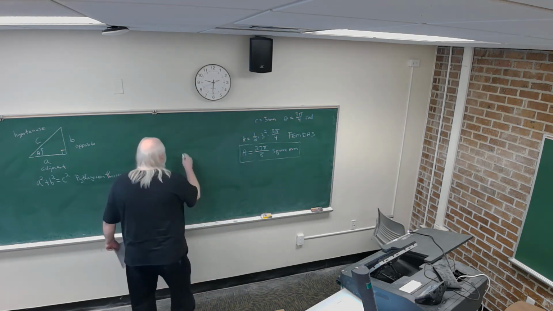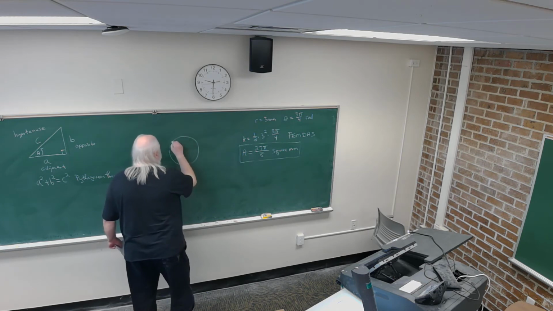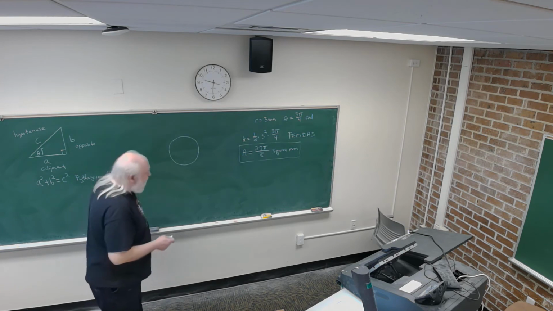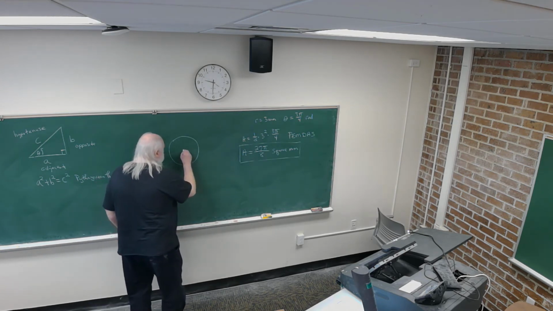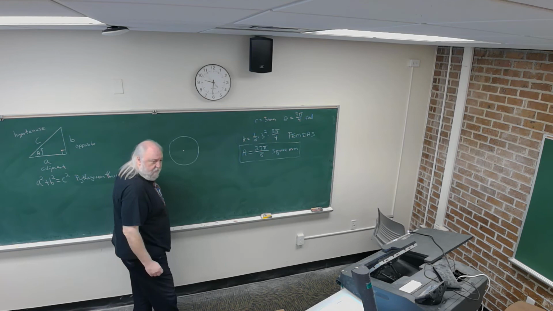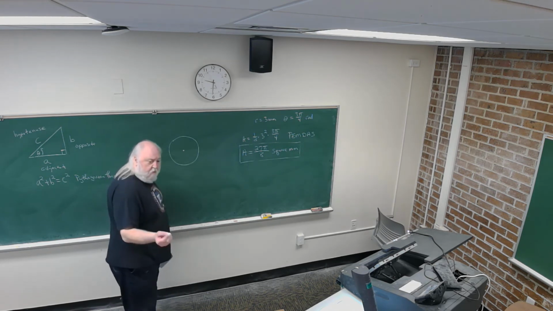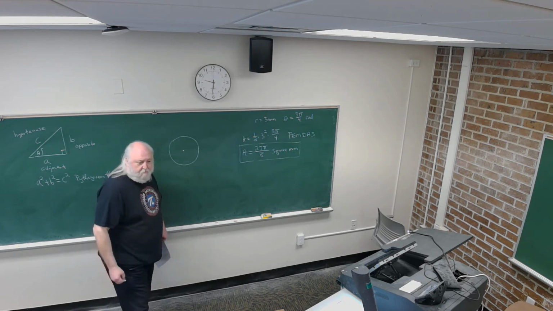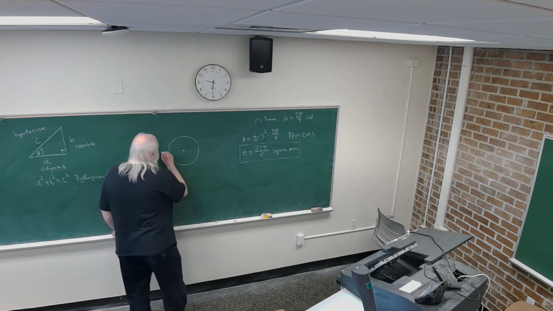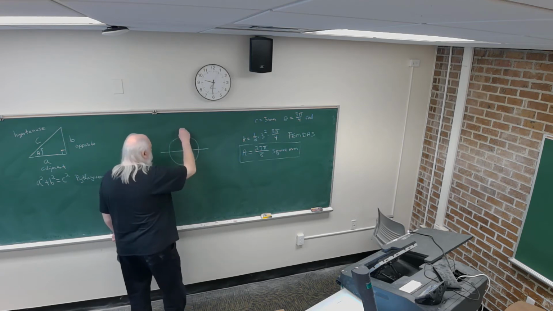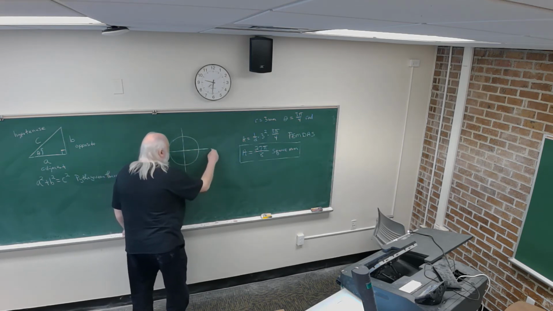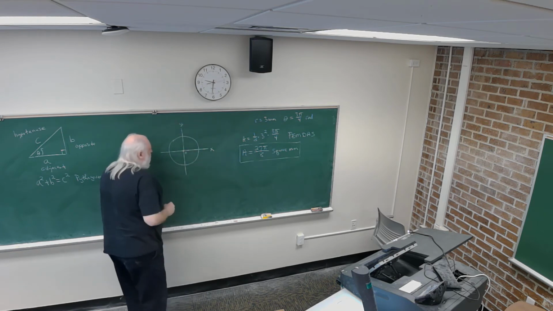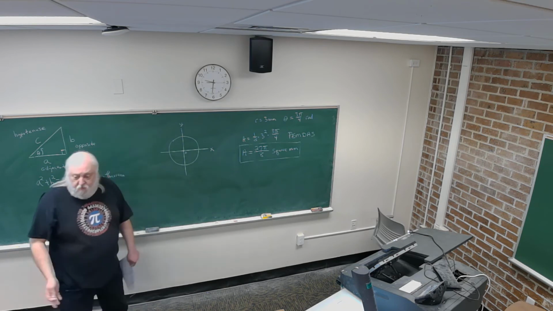We studied the equation of a circle earlier this semester. I think it was exam 1 material, if I recall correctly. You had to complete the square to write the circle in standard form. Do you remember that? Good final exam question. And so here is a circle with its center at the origin in the coordinate plane. And this is actually a unit circle.